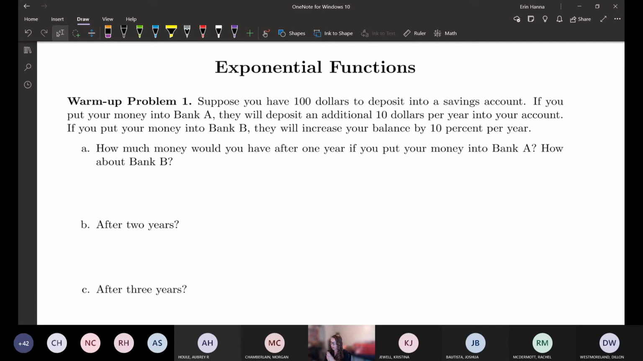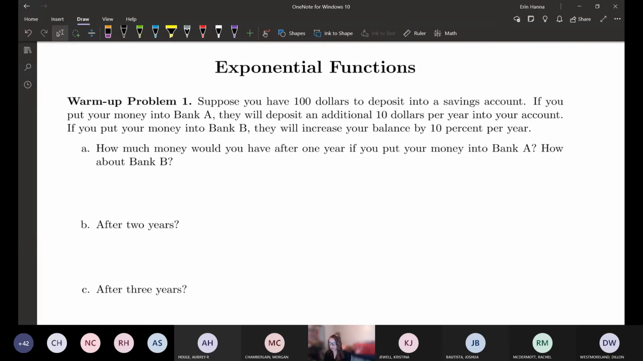Suppose you have $100 to deposit in a savings account. You put your money into Bank A. If you put your money into Bank A, they will deposit an additional $10 per year into your account. If you put your money in Bank B, they will increase your balance by 10% per year. How much money would you have after 1 year putting your money in Bank A?